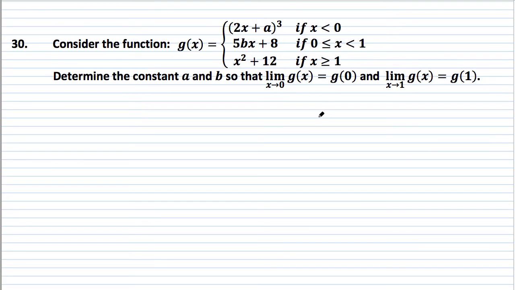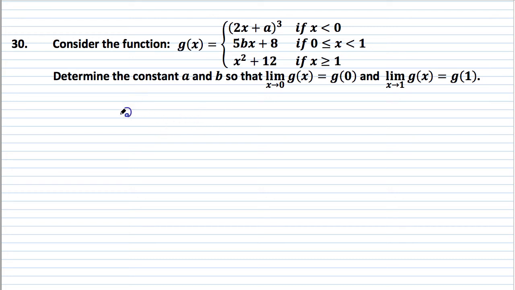Now question 30 looks a little more complicated, but it's not too terrible. So we have a function that has now 3 parts. We want to determine a constant value for a and a constant value for b so that the limit of g of x is equal to g of 0, and the limit of g of x at x equals 1 is g of 1. So essentially we're going to be making a little chain of things here.